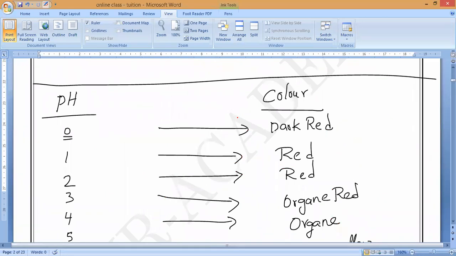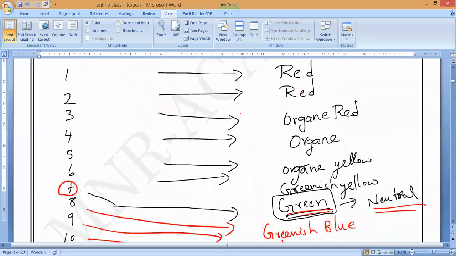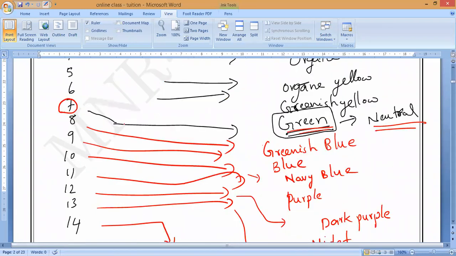So pH value 0 is dark red. pH value 1 and 2, red color. pH value 3, orange red. pH value of 4, orange. pH value of 5, orange yellow. pH value of 6, greenish yellow. And pH value of 7, green color.